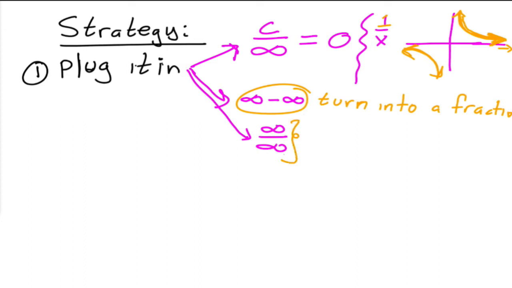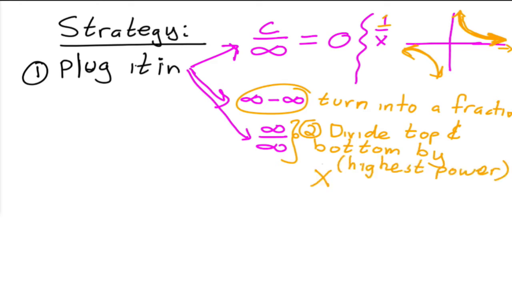And for the second one, here your basic strategy is going to be to divide top and bottom, so numerator and denominator, by x to the highest power. So if you have the first case, you basically turn it into a fraction so that you can do this one. And this is going to be our general strategy for finding limits.